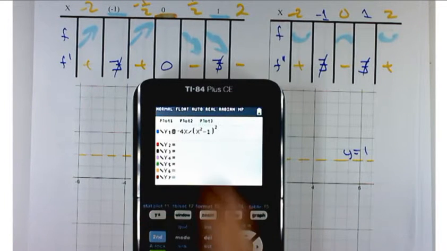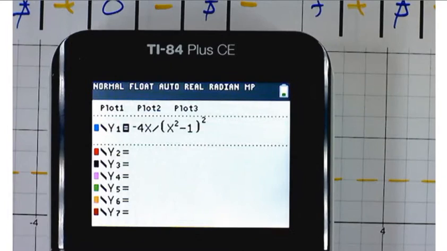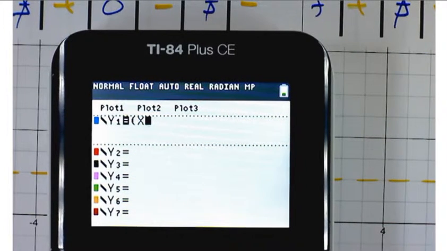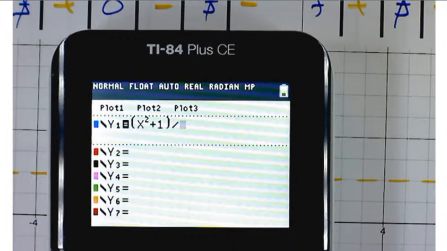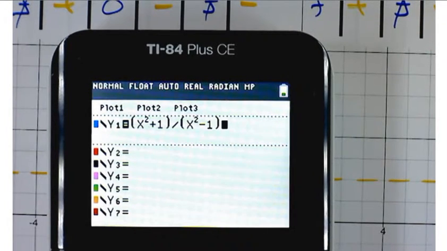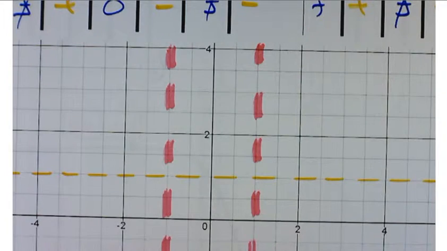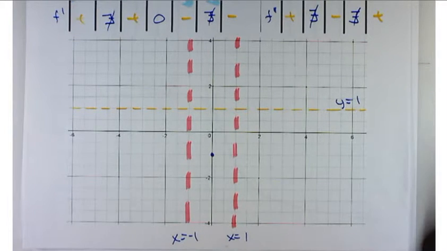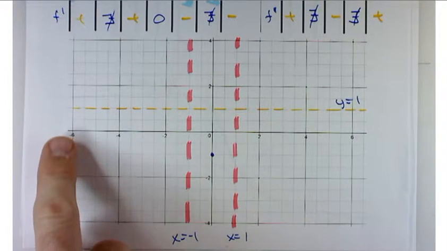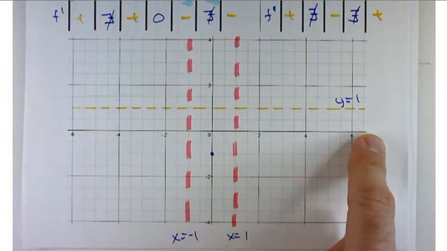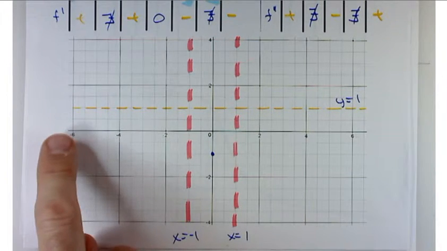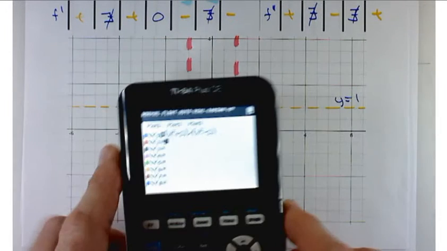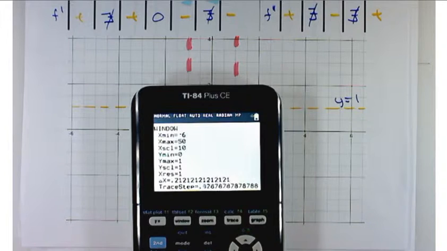So let's clear this out because I want to look at the function, not its derivative. X squared plus 1 divided by x squared minus 1. And here's another little tip for you. Not that you should use all these tricks against the test, but I'll help you out. How about if we set up the window to match what we have here? So -6 to 6 on the x-axis, scale of 1, and -4 to 4, also scale of 1.